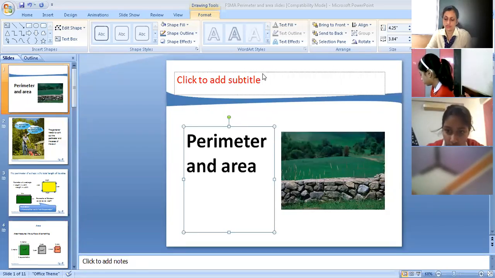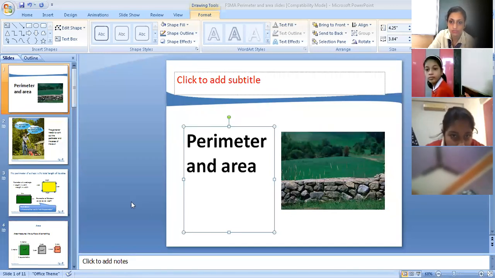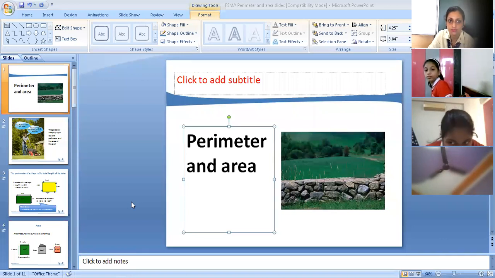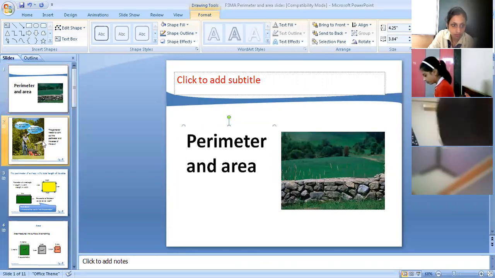Today we are going to start with a new chapter, perimeter and area. In this chapter, we are going to learn how to take out the perimeter. Perimeter means the boundary, and the area means the inner part of any object.